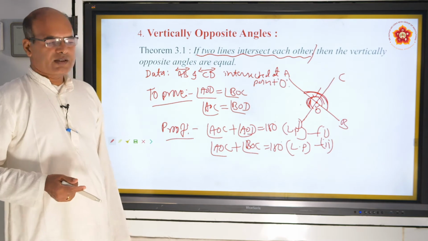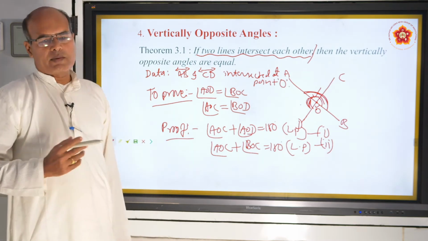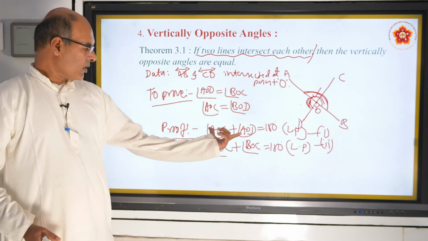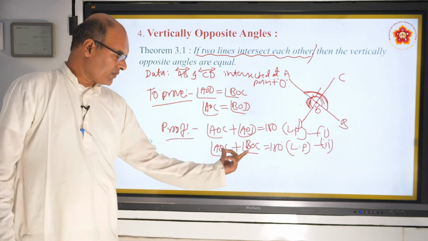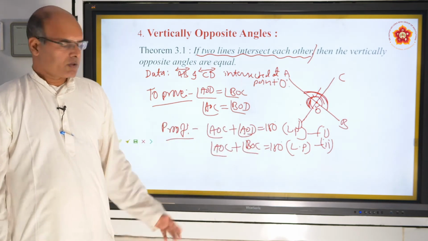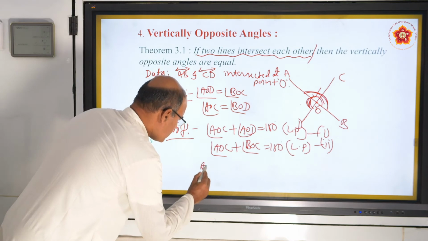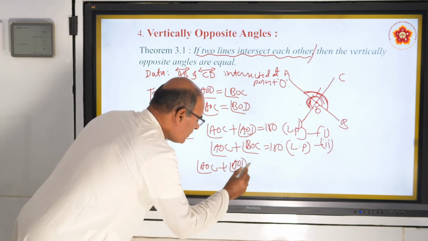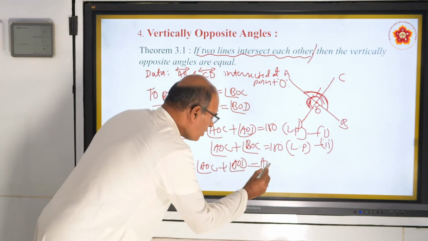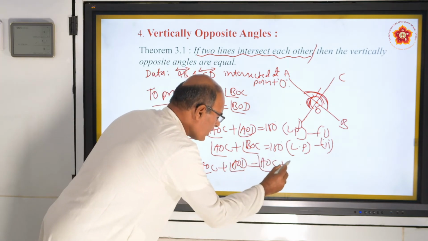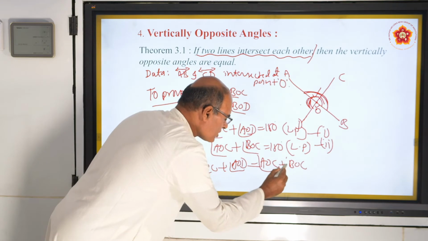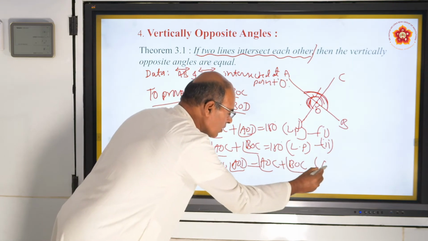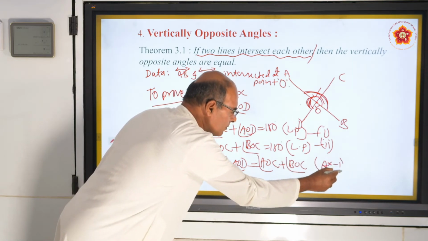So recall the first axiom: things which are equal to the same thing are equal. The sum of these two is equal to 180 degrees, and the sum of these two is also equal to 180 degrees. So we can write the sum of AOC and AOD is equal to the sum of AOC and BOC. Things which are equal to the same thing are equal, so it is axiom number 1.